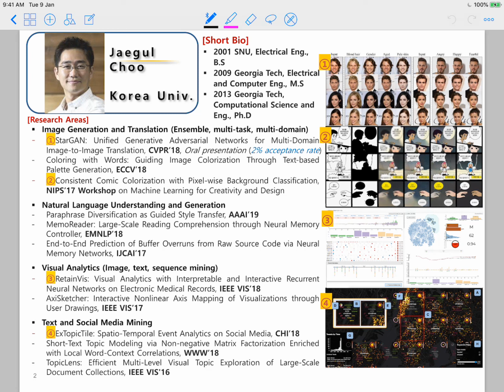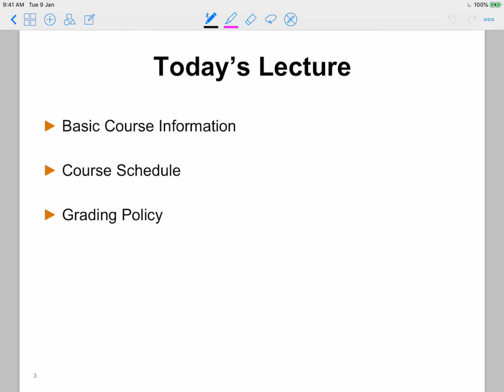So I deal with computer vision tasks. If you have heard about generative adversarial networks, which are quite popular deep learning techniques these days, I heavily work on them. I also tackle natural language understanding and generation tasks, such as question answering for dialogue systems and chatbots. And I also do text mining and social media data mining, as well as human-computer interaction and data and information visualization.